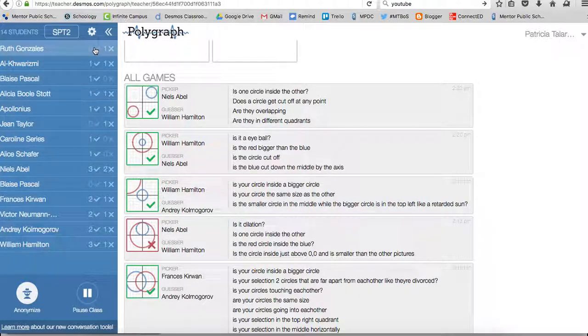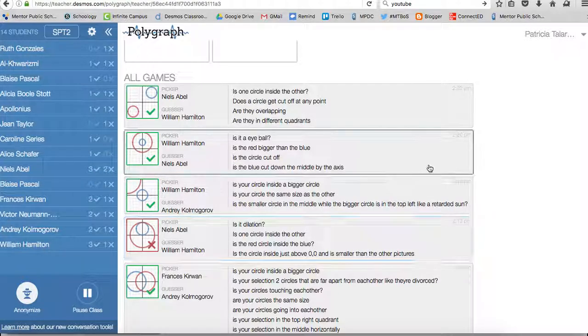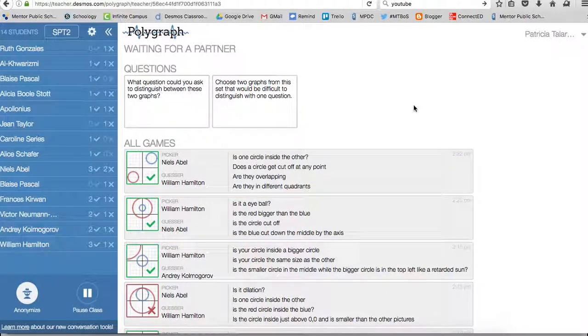The polygraph also shows you per student. This is set to anonymous mode right now, but per student you can see how many times they played and how many correct versus losing rounds they had. Desmos does a pretty good job of rotating which student is the question asker versus the question answerer.